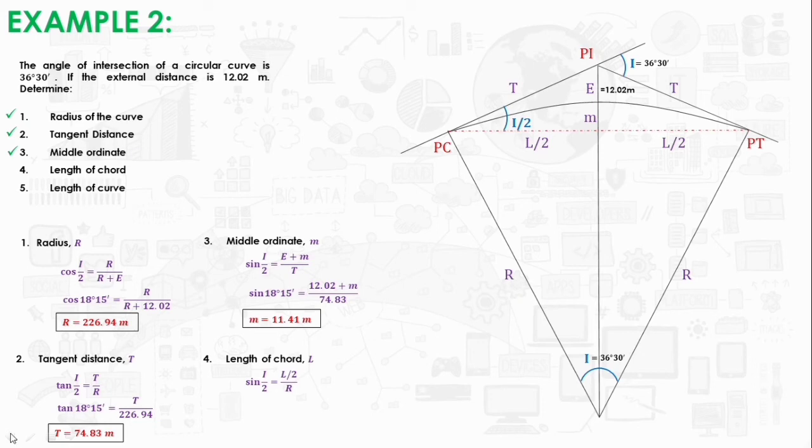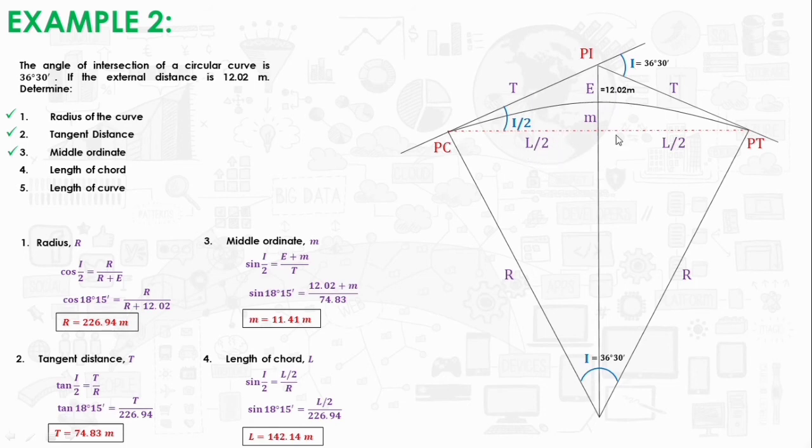So, sine of 18 degrees and 15 minutes is equals to L over 2 divided by the radius, which is equals to 226.94. Therefore, the length of chord is equals to 142.14 meters. Ito yung ginamit ko na right triangle. However, pwede nyo rin tong gamitin. Ito, di ba? Kasi known naman si E, known na si M, tsaka known na si T. Makukuha na natin si L over 2.